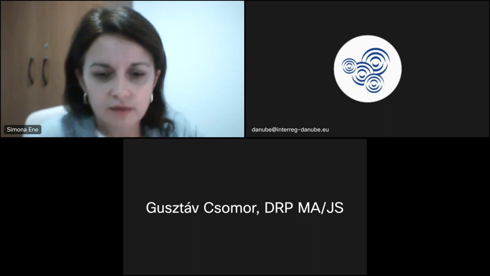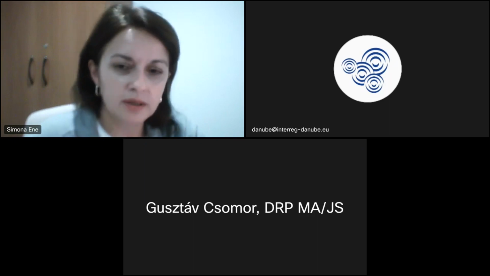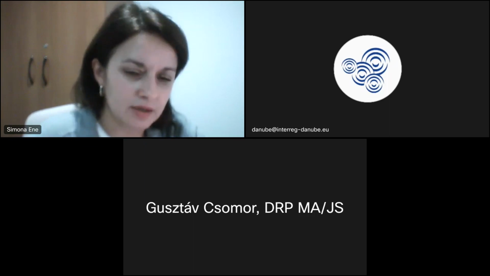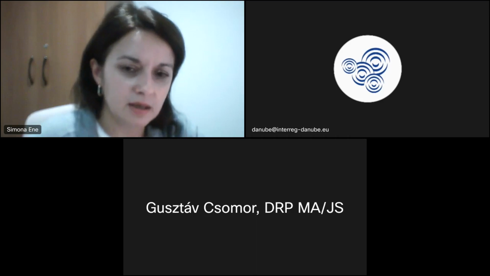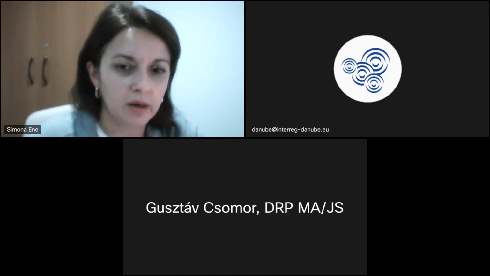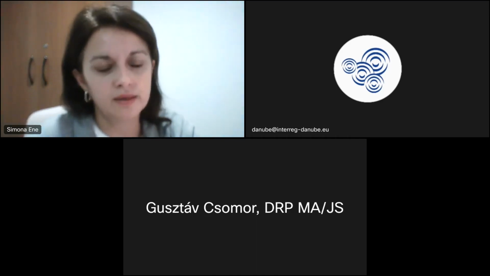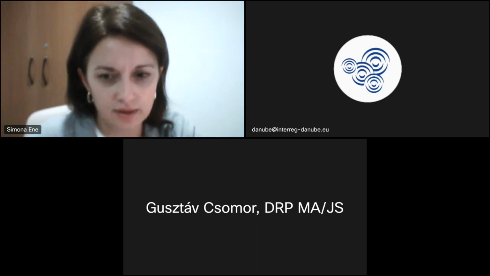Then what is the difference between ICI and RCR? There is no difference, only that RCR is the result indicator as in the regulation, and ICI is a result indicator which is not in the regulation but is defined by Interact together with transnational programs. But they are both result indicators.